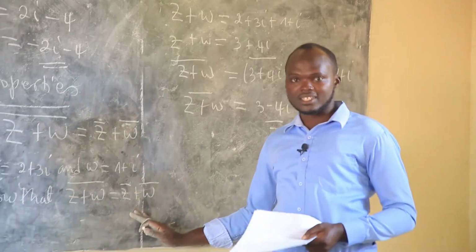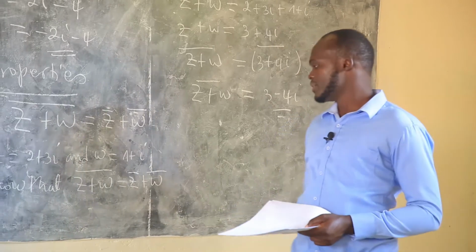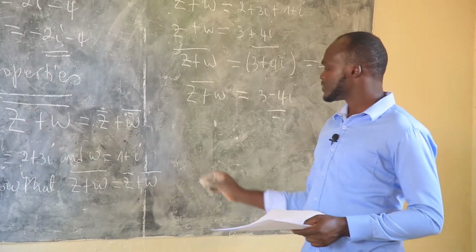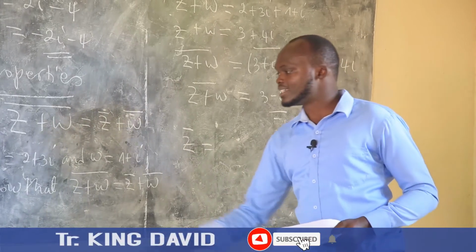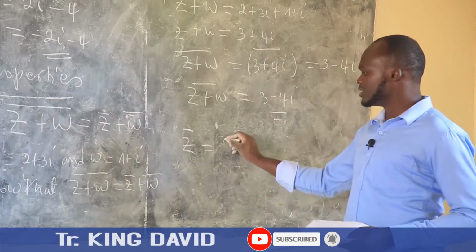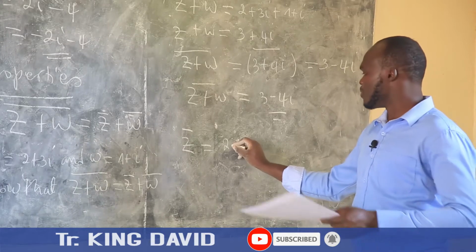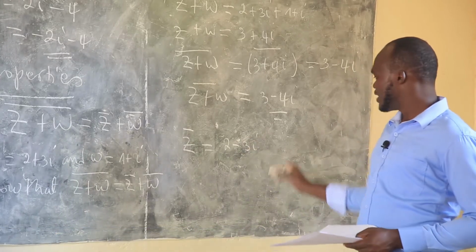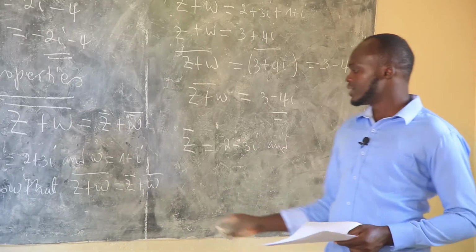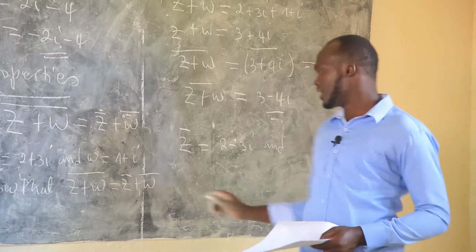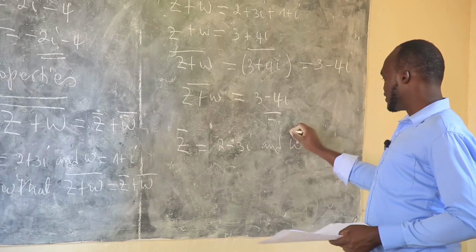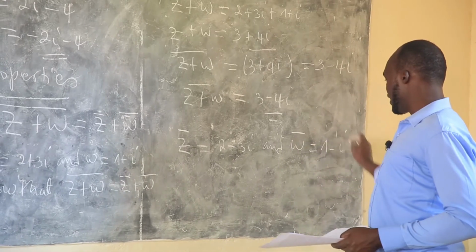So let's just check the right-hand side. For the right-hand side, we're going to first find the conjugate of Z. Because Z is 2 plus 3i, our Z conjugate is 2 minus 3i. And our W is 1 plus i, its conjugate will be 1 minus i. So now the conjugate of W is 1 minus i.